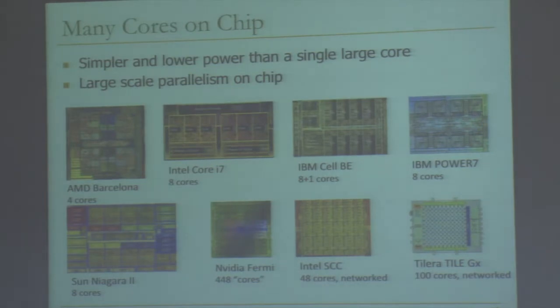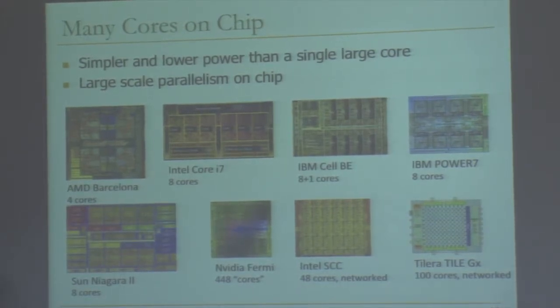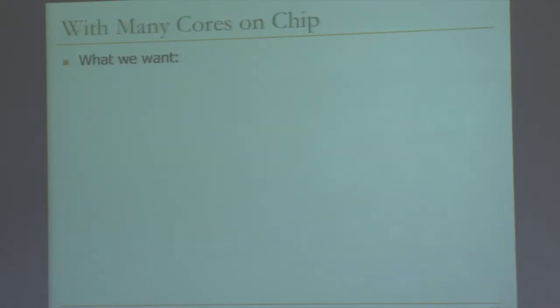So if you look at multi-cores, and this is an old picture, we've talked about the motivation for parallel computing. You get simpler and lower power cores than a single large core, and then you can replicate them, just like you see in some of these. Well, this is Cell, actually, what we've talked about before. You get large-scale parallelism on chip. And most of the industry is multi-core today. Actually, I don't know if you can buy a single-core chip, except for very simple microcontrollers today.